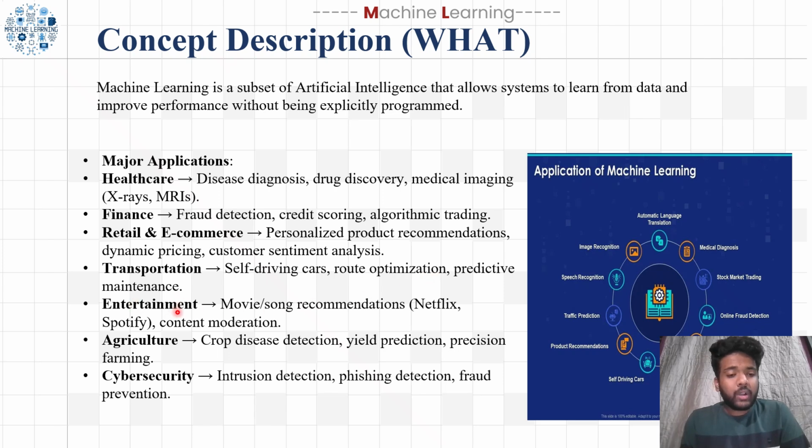And also we know that nowadays maps are very optimized, and why is it optimized? Because the ML model is trained very nicely, so it is optimized very well. Another part is entertainment, like movie and song recommendations, and like I mentioned in the previous slide, Netflix, Spotify, content moderation. In agriculture, crop disease detection, yield prediction, and precision farming. And in cyber security, like intrusion detection, phishing detection, fraud detection, and also SQL injection.